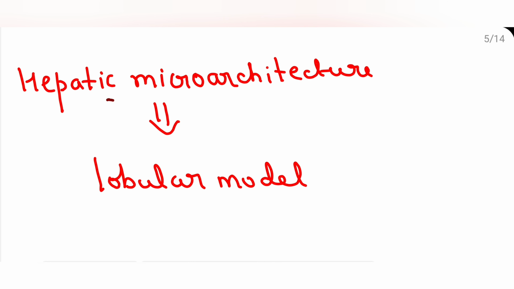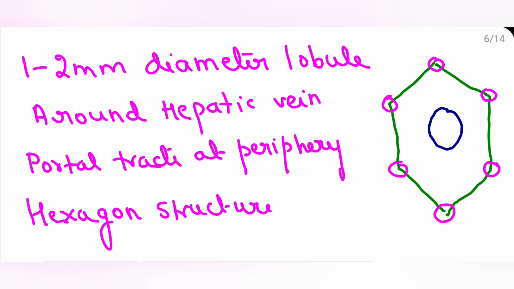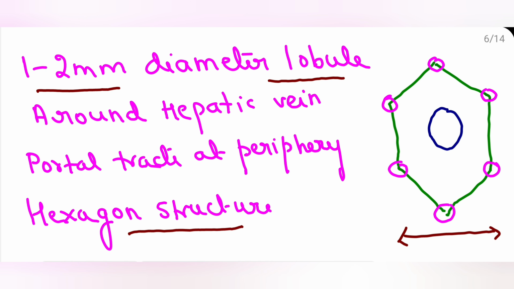There is something known as hepatic microarchitecture, which is described as the lobular model. What is this lobular model? The liver is divided into lobules of around 1 to 2 millimeter diameter, and this is a hexagonal structure. It has the portal triad in the periphery. Now we know the composition of the portal triad, right? They are in the periphery of this hexagon, and the hepatic vein is in the center.